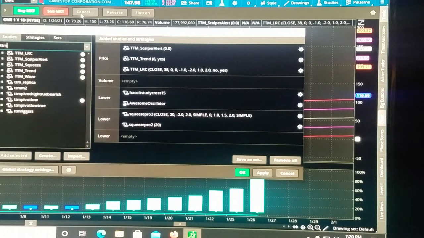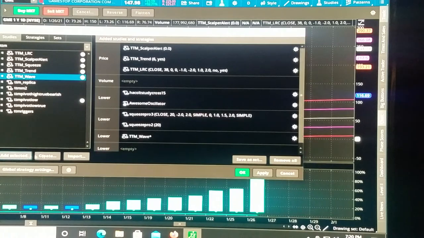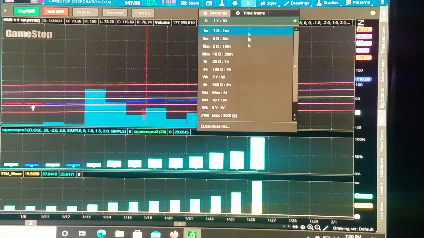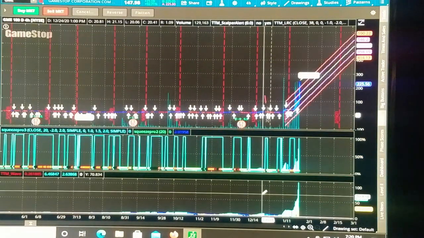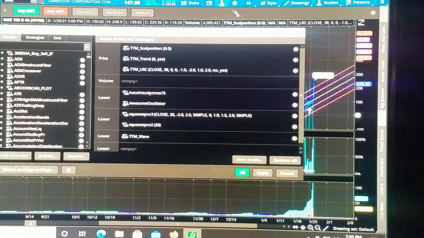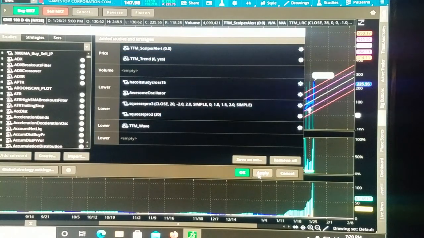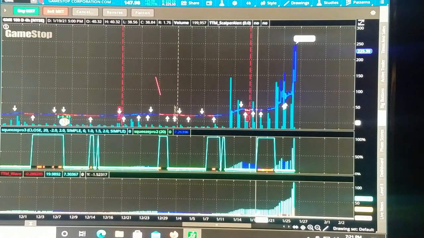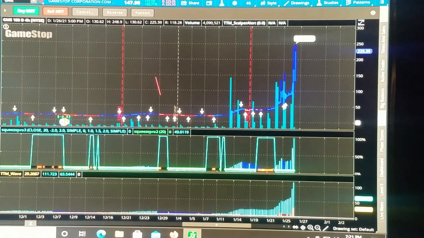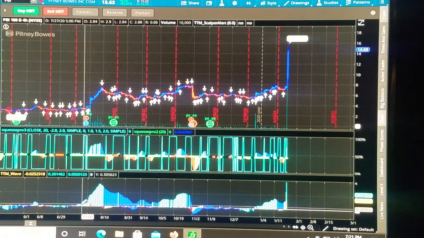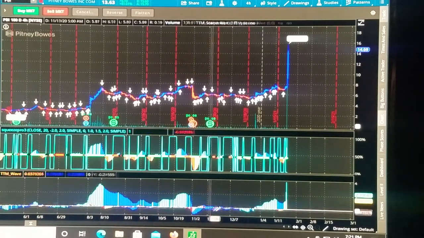Let's see what else is there for the TTM. Of course, we've got the TTM wave. Okay. Maybe we'll have to take this LRC off. This TTM wave certainly looks interesting for market health and buying power and whatnot. Pitney Bowes. What's a Pitney Bowes? Although, here we go. Yeah, certainly. Interesting action.